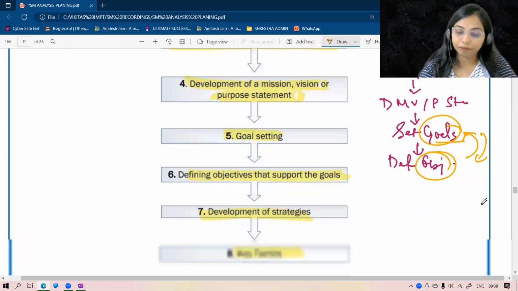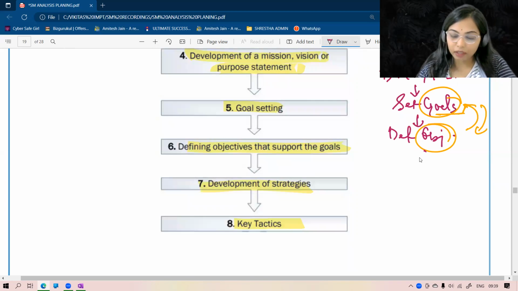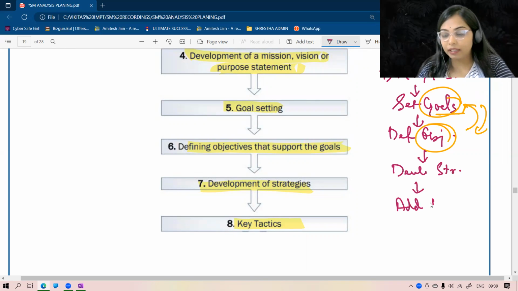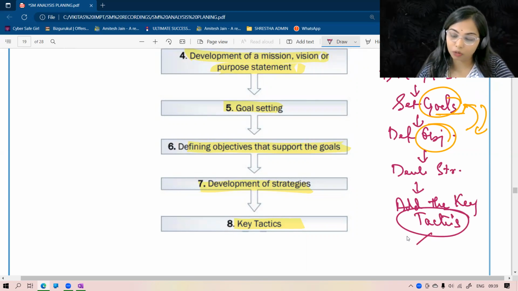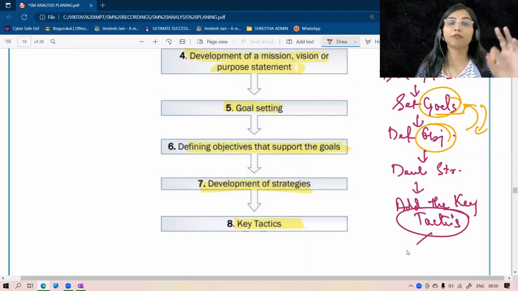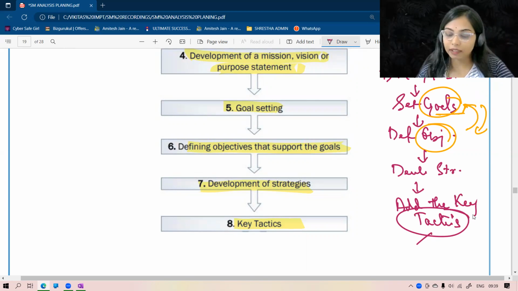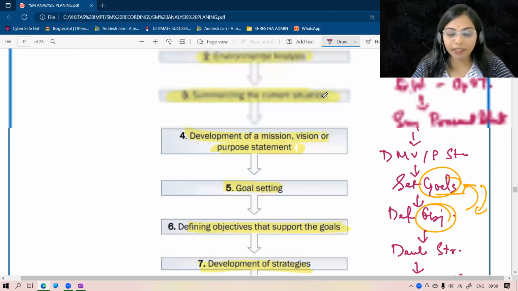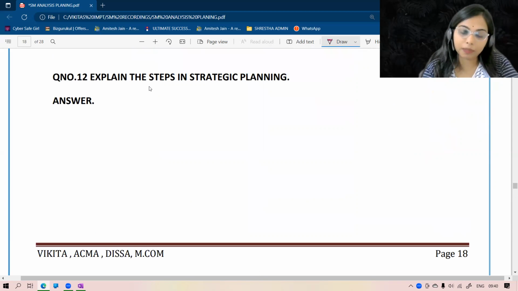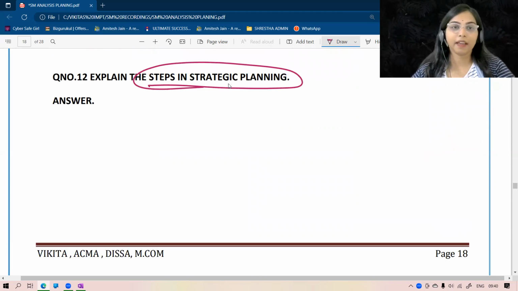Then after defining, it will be developing strategies. After developing strategies, add the key tactics. What is tactics? Already explained to you. The art of behaving differently with different people is called tactics, and these tactics can help you achieve the proper thing, and it can be called the steps in strategic planning. Everyone done? This question has been asked, so make sure that you read it properly.